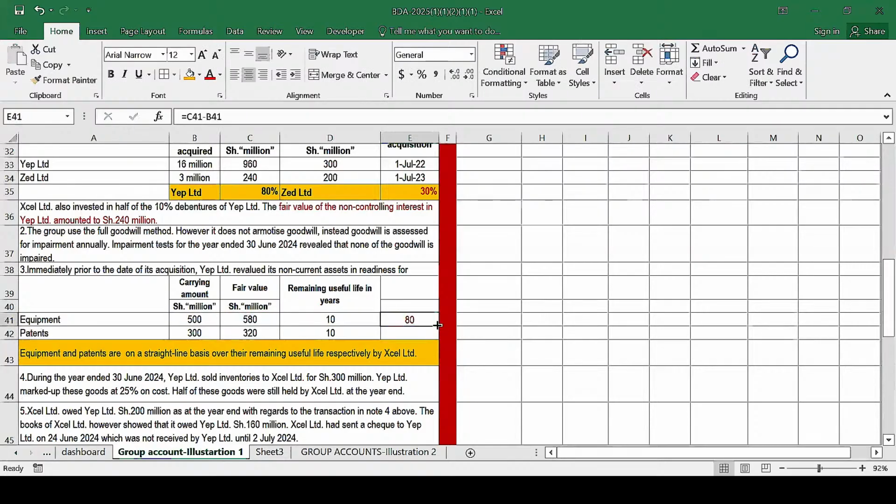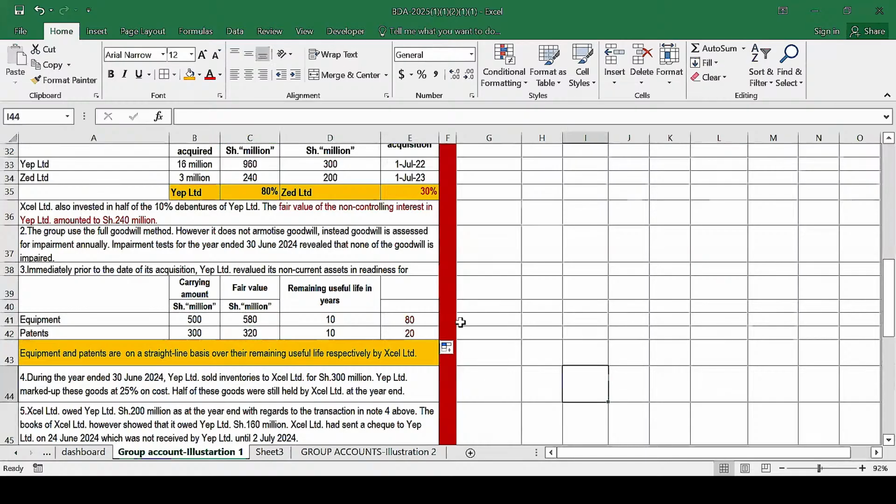And then we do need to do the same for the other asset, that is patent. It was also revalued upward, with an amount of 20 million.